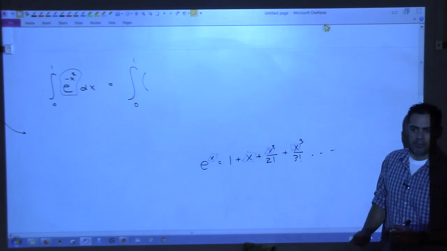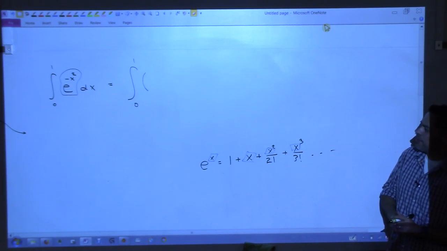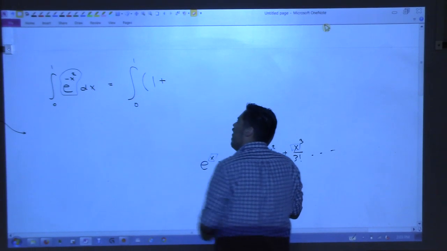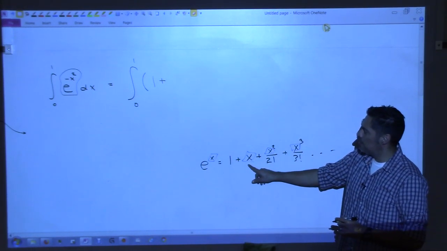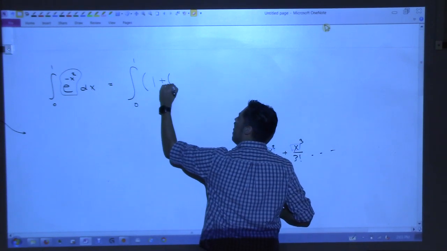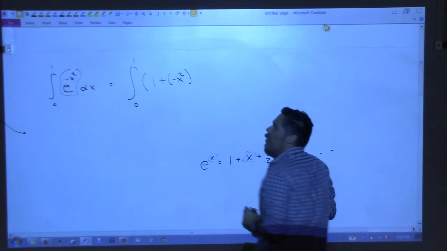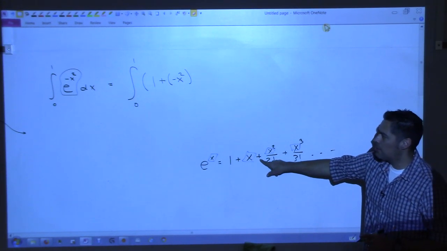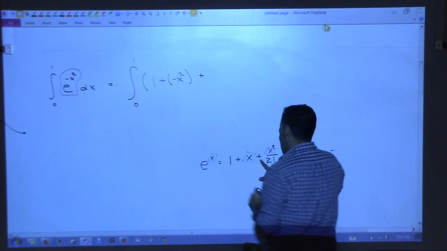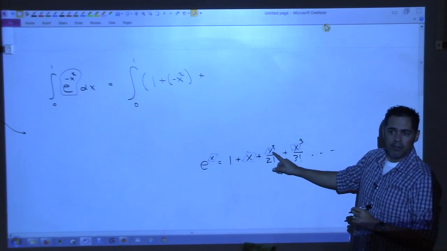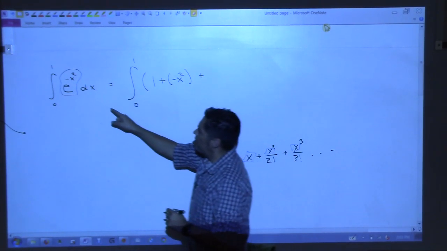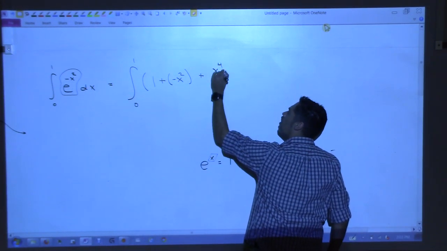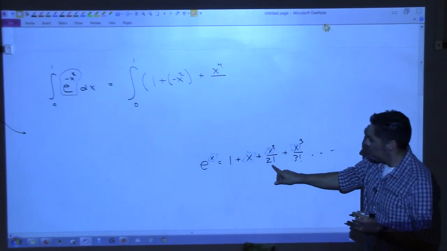What's the Maclaurin series for e to the negative x squared? 1 plus, now instead of x, what am I plugging in? Negative x squared. So I should have written minus there, shouldn't I? But it doesn't matter. Okay, that's this. Now what? Plus whatever we're plugging in, squared. So what would happen if you squared this? You get x to the 4th. X to the 4th over 2 factorial.